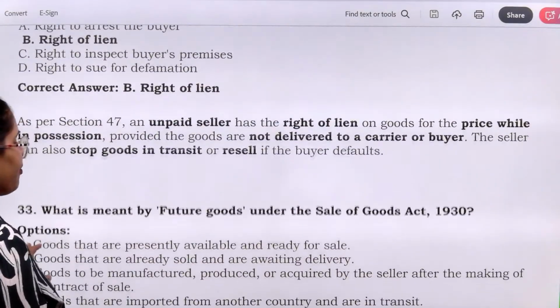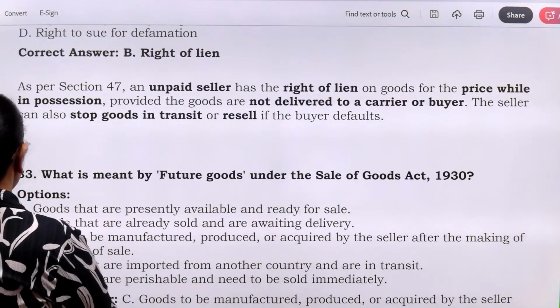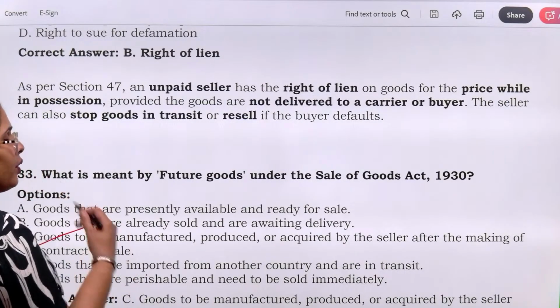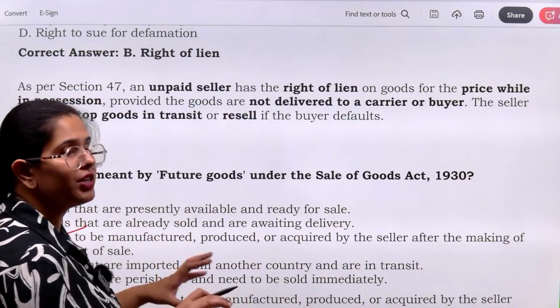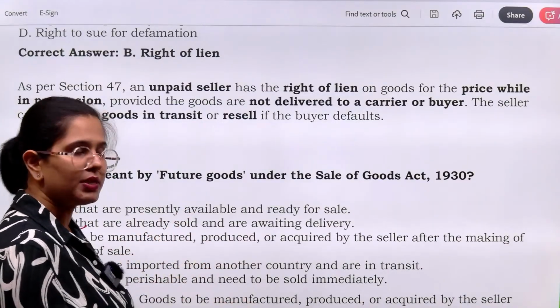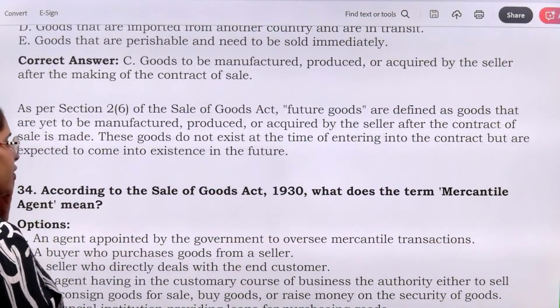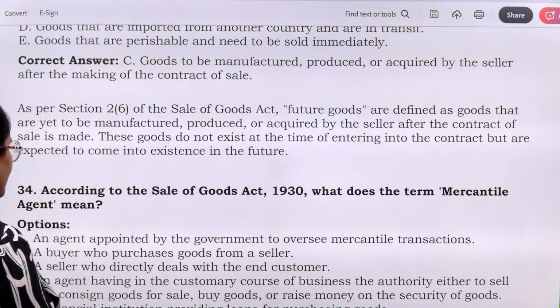What is meant by future goods? Future goods means the goods which are yet to be manufactured, produced or acquired by the seller. I am doing the contract with you, but the goods for which I am doing the contract, I do not have the possession for the same. Those are future goods.